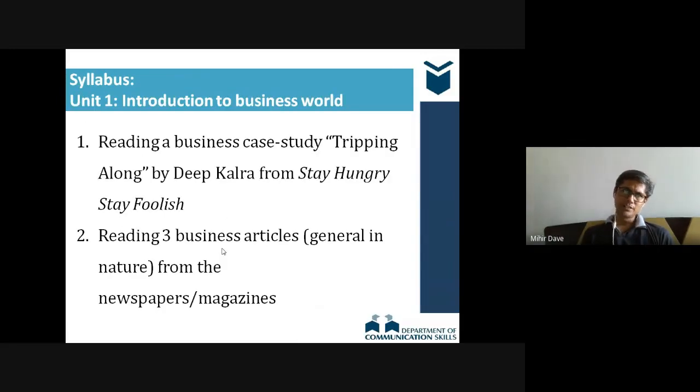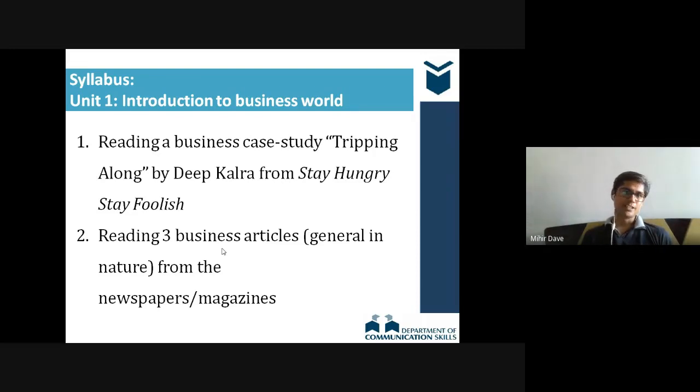Now the syllabus would basically have 2 units. In the first unit, you will be given some articles from the business world, right? You'll be given an article published in a book called Stay Hungry, Stay Foolish, by Rashmi Bansal, which is a collection of interviews of highly successful entrepreneurs of a reputed institution, IIM Ahmedabad, in Gujarat. So those successful entrepreneurs' articles are there, 25 interviews are there. One of the interviews would be Tripping Along.